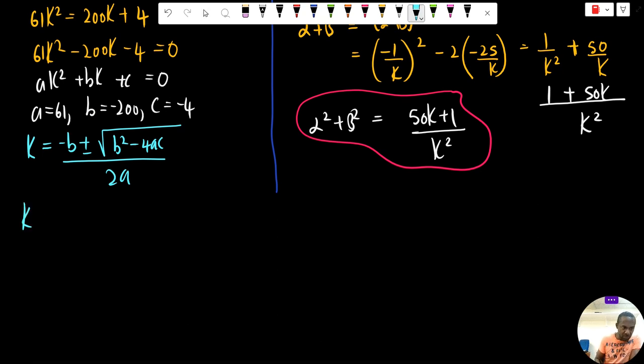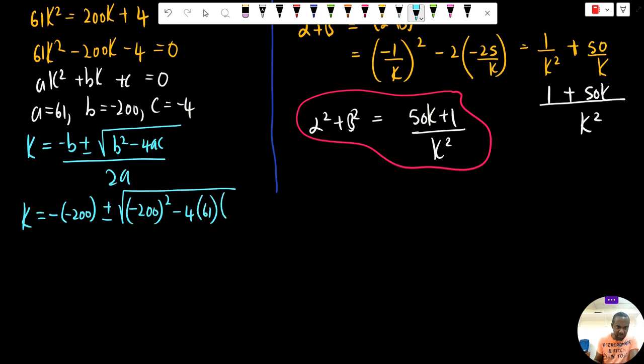So we say that k, so work with me now, b is equal to minus 200. So therefore, minus b is minus 200. And we have plus or minus the square root of, now b squared, that is negative 200 squared. And now we have minus 4 times a, which is 61, times c, which is negative 4.